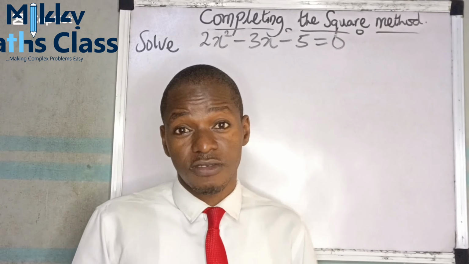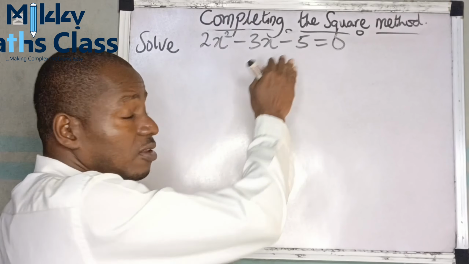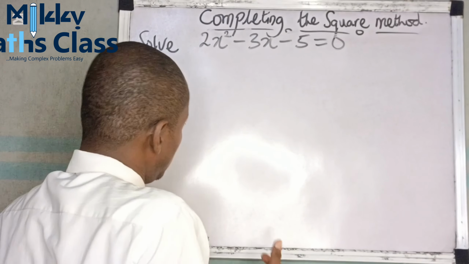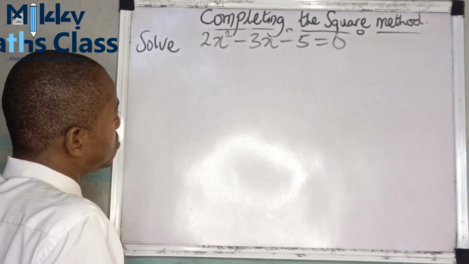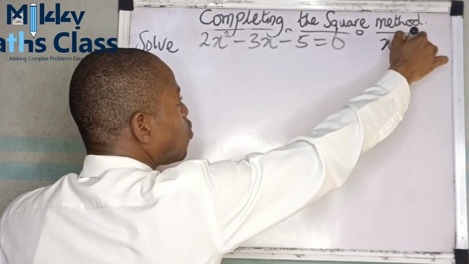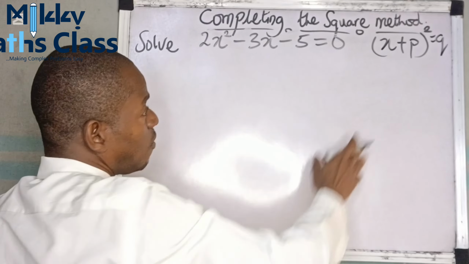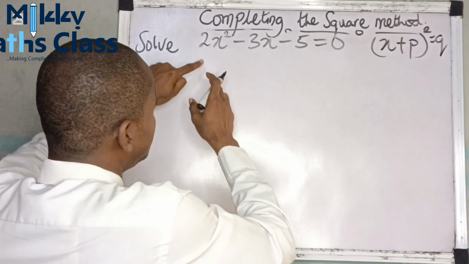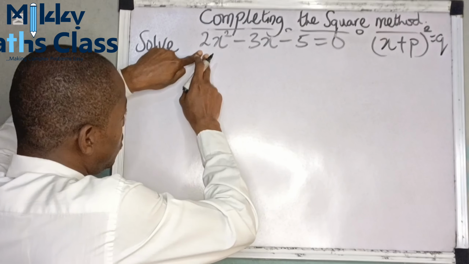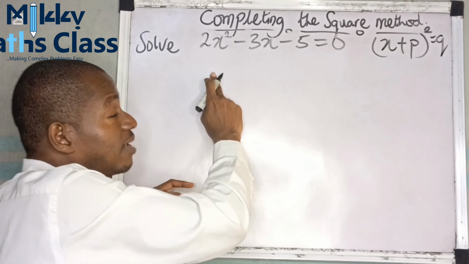All right, let's look at this question. It says solve 2x squared minus 3x minus 5 equals 0 using completing the square method. The first thing, remember we said that completing the square method is rewriting the quadratic equation to be of this form.